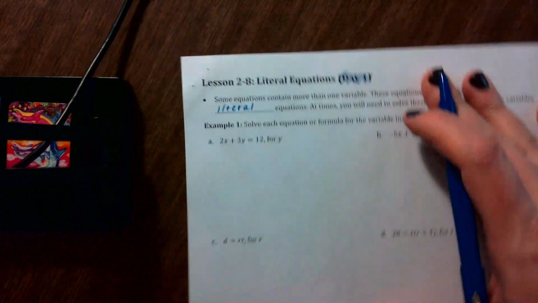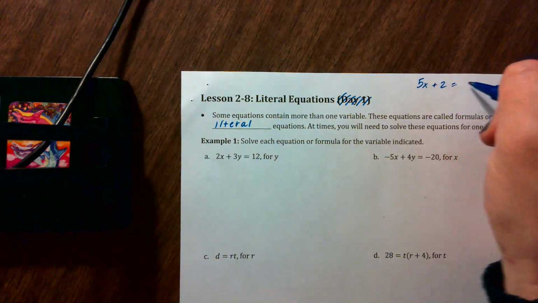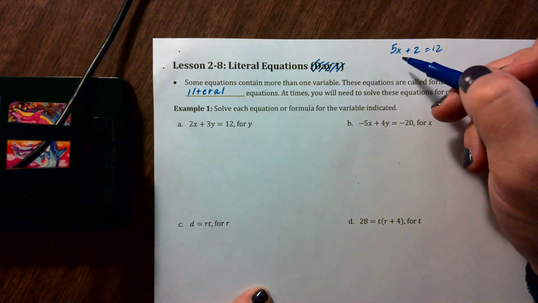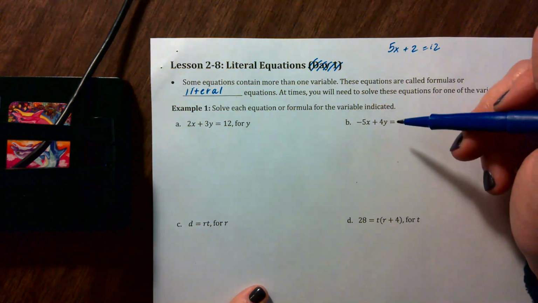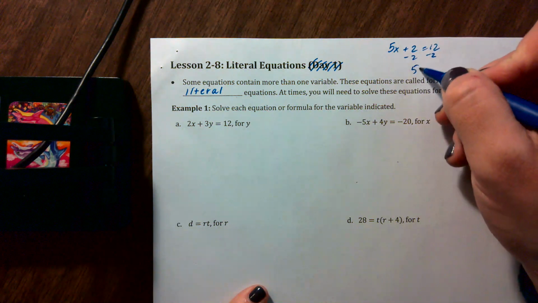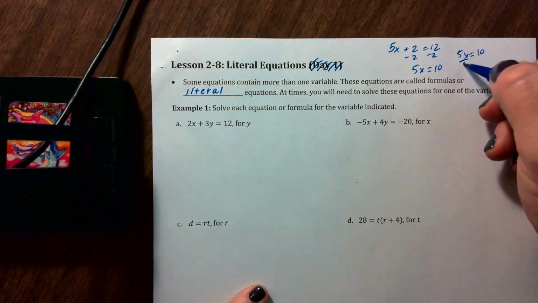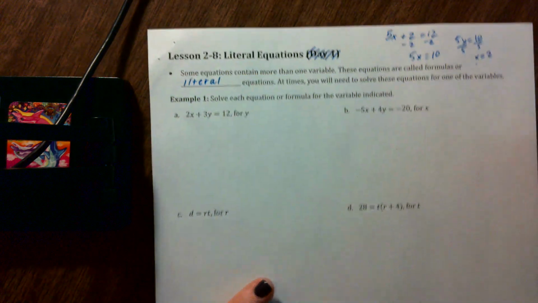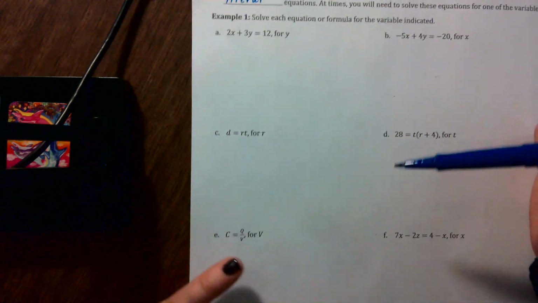So let's back up a little bit. When you solve an equation like 5x plus 2 equals 12, and I want you to solve for x, all you're doing is removing the things that are around x. You're removing a 2 by using an inverse, and then you're removing a 5 by using an inverse, and then x is alone. So what I want you to do for all these is just get the indicated variable alone.